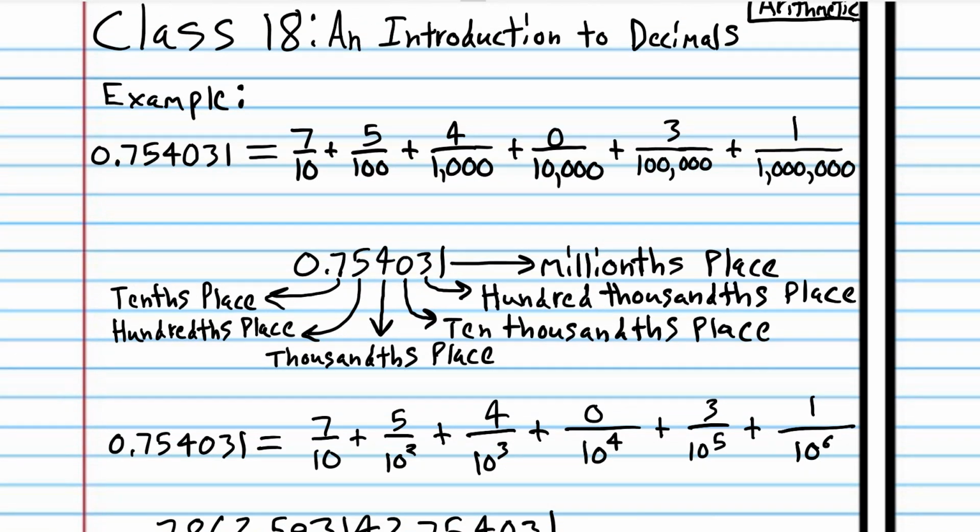And that's why the 7 is said to be in the 10ths place. Because when the 7 is written in this place, it's considered to be 7 over 10. And the 5 is considered to be in the 100ths place. And we write it as 5 over 100. And so on and so forth.